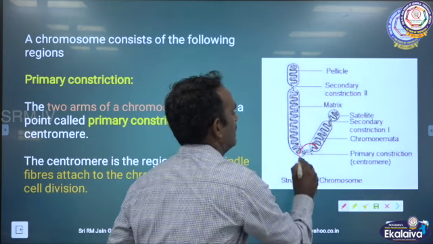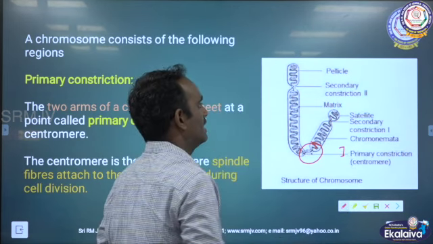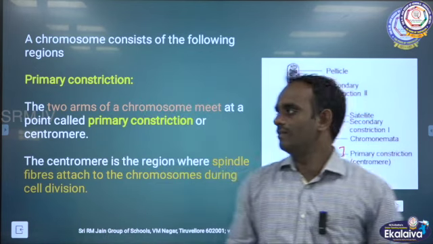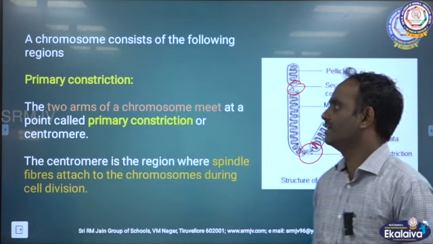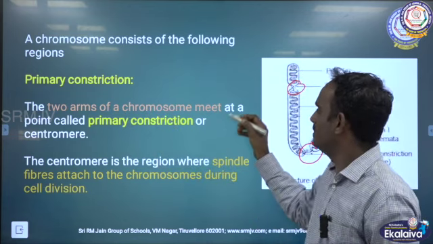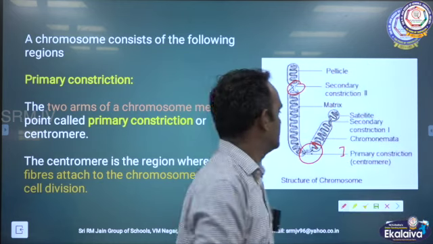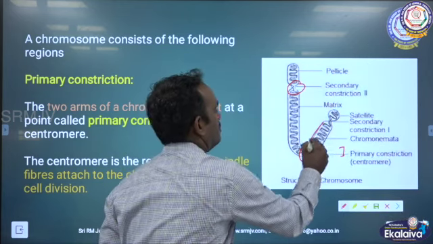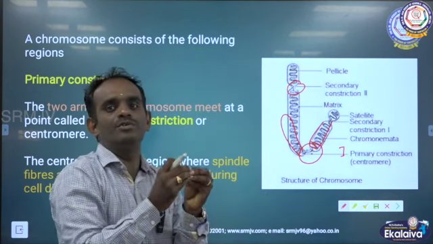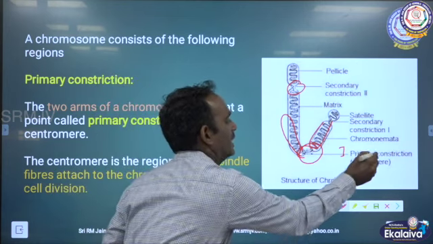This part is called primary constriction, the first region, and another one is secondary constriction. First we will see the first region, primary constriction. The two arms of a chromosome meet at a particular point, that is called primary constriction. See here, these two parts of the chromosome meet at a particular point, that is called primary constriction.